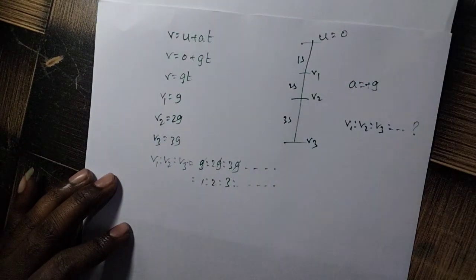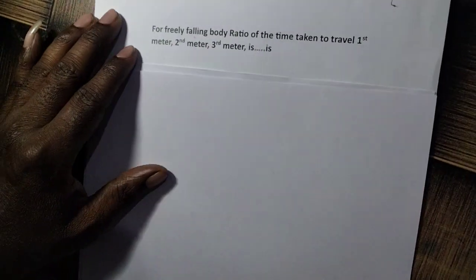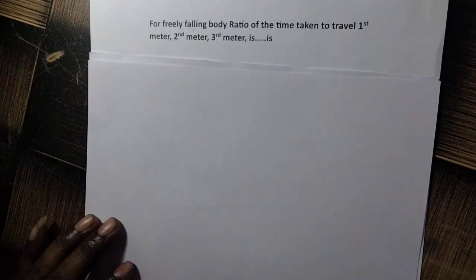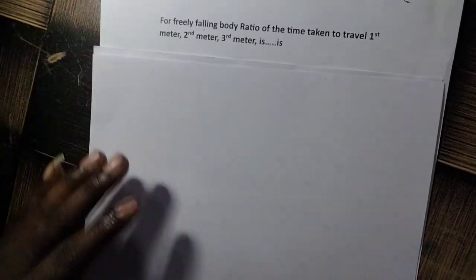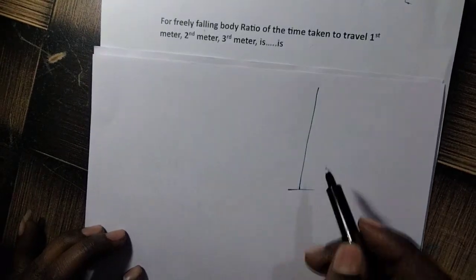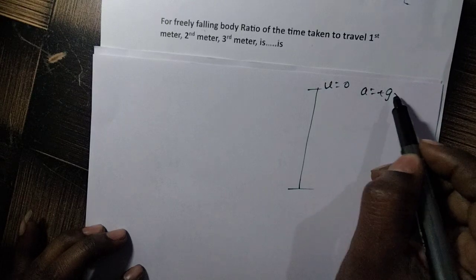For a freely falling body, the ratio of time taken to travel the first meter, second meter, third meter, and so on, we have to find. Here also it is a freely falling body, u equals 0 and a equals plus g.